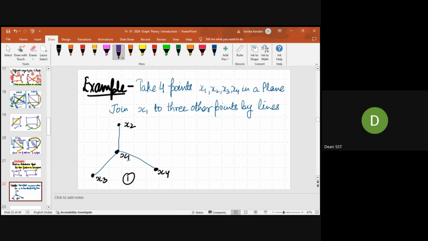Suppose we have 4 points. These points are known as vertices. Suppose we have points x1, x2, x3, and x4. We have 4 points in a plane, and we have to join all of them at a center place, for example, at x1. So there are different ways of joining.